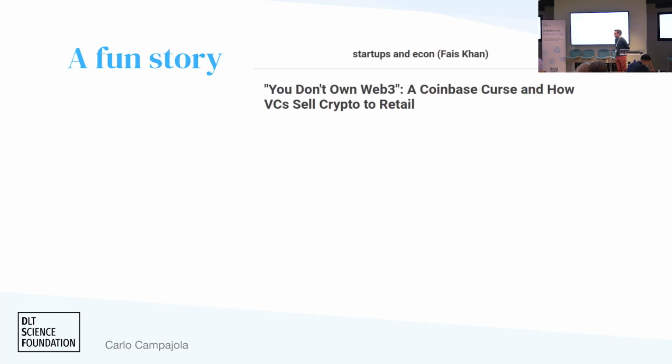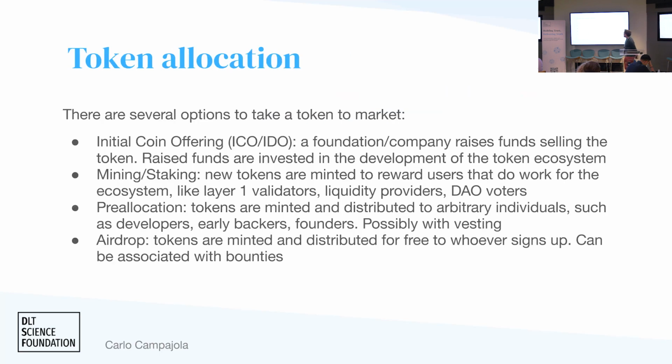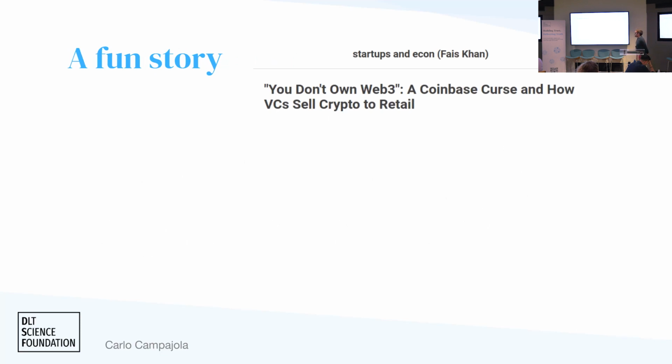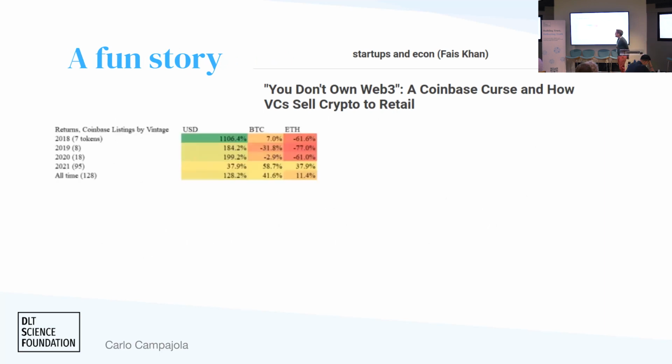Fun story about this, and this is where I'm getting to with the pre-allocation thing. There's this Medium article by a former employee of Consensus, Faiz Khan, and this article is about the Coinbase curse. Now, without getting too much into the details, I'm going to show you a couple of spreadsheets. These spreadsheets are basically the returns of tokens that have been listed on Coinbase between 2018 and 2021 compared to the US dollar.